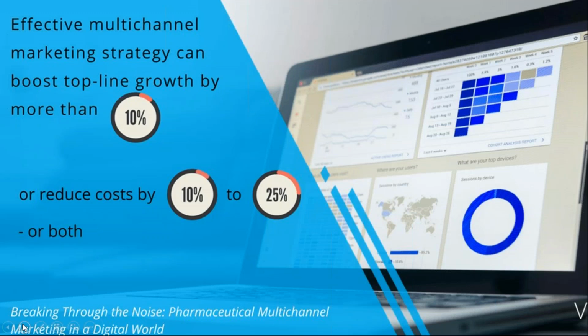An effective multi-channel marketing strategy can boost top-line growth by more than 10% or reduce costs by 10 to 25%, or even both, so that companies can build strong, long-lasting, and stable engagement with their target audience.